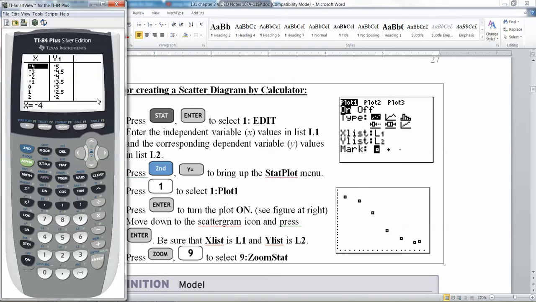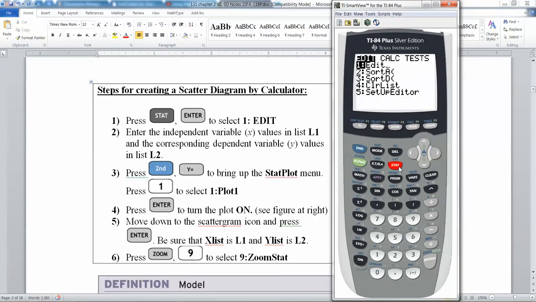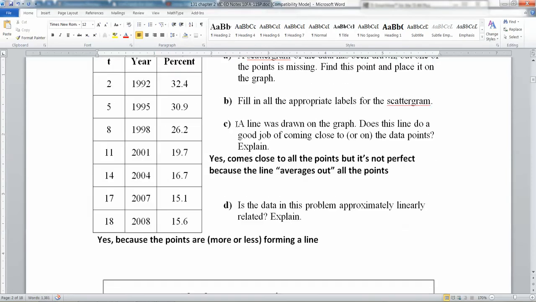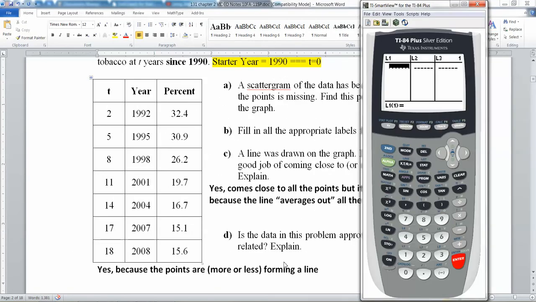So you go to your calculator and you press Stat, Edit. And we type in the numbers from the table. So I have to go get the numbers from the table. There they are. Okay, so I'm going to type 2, enter, 5, enter, 8, enter, 11, enter, 14, 17, 18, and so on. Again, this is in the Stat Edit area. Very important.